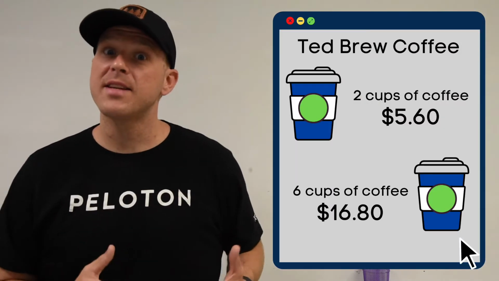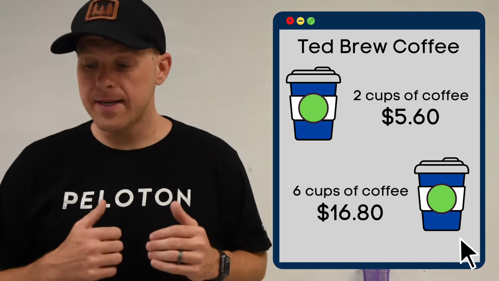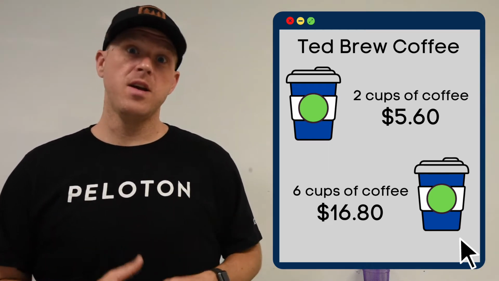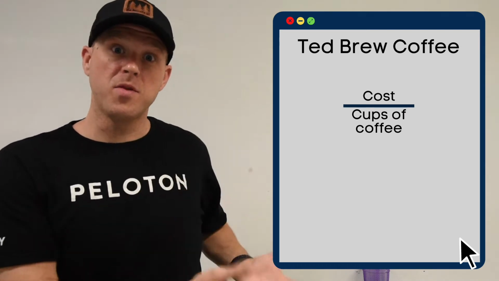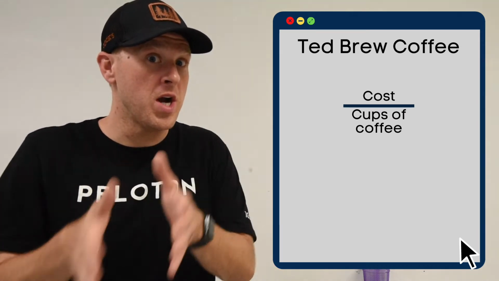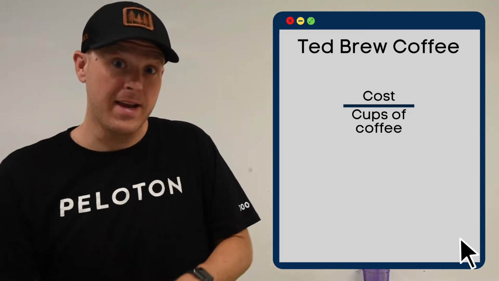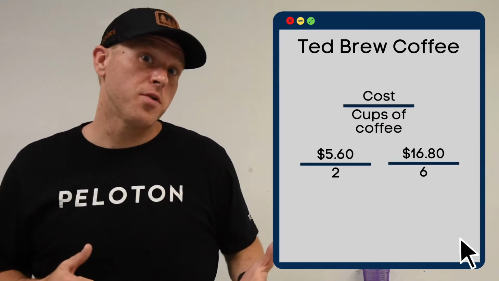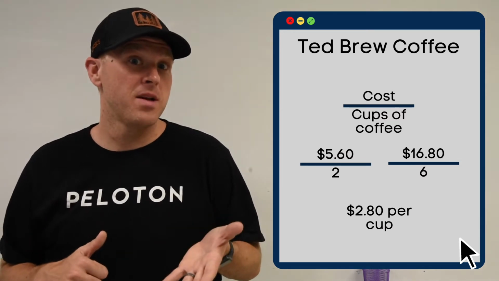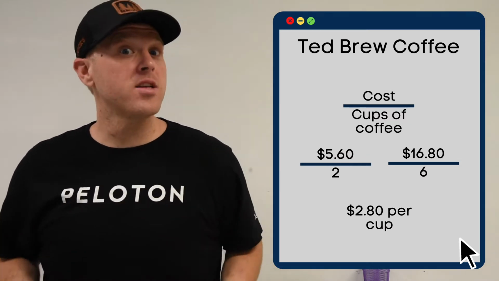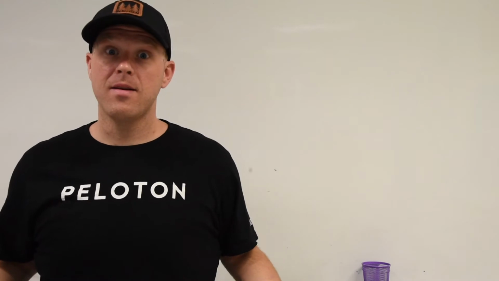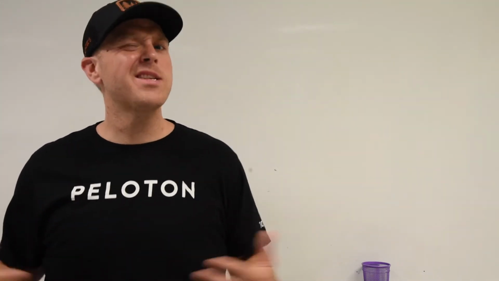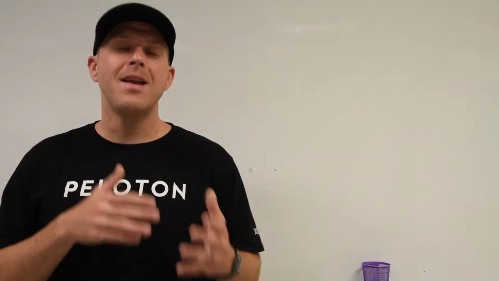Now let's look at Brew. Brew costs $5.60 for 2 cups of coffee, or $16.80 for 6 cups of coffee. So price is going to be on top, number of cups on the bottom, because we're trying to find per cup. Remember, unit rate per blank, that goes on the bottom. When we do the math there, we find out that Brew costs $2.80 per cup. That's our unit rate and our constant proportionality. Same thing. If we compare the two, we can see that Granite Bears Coffee is cheaper by 5 cents.